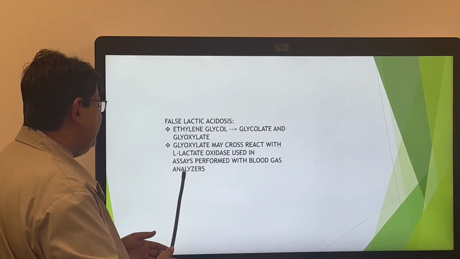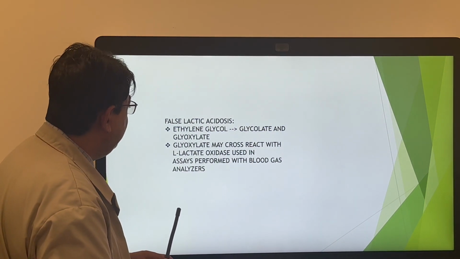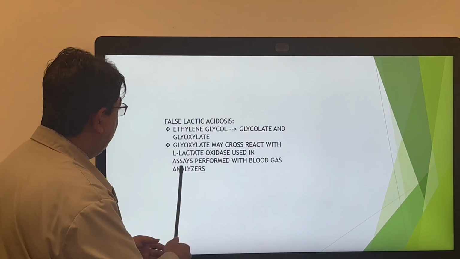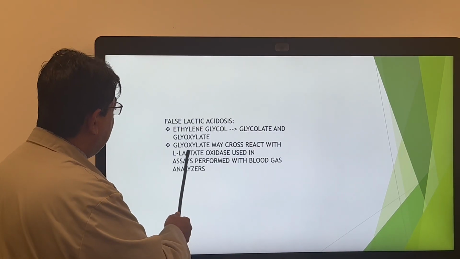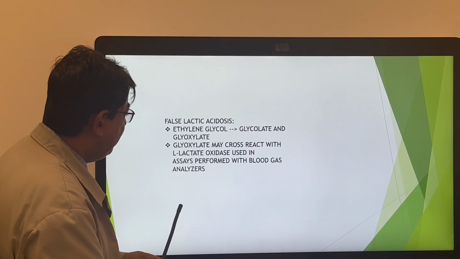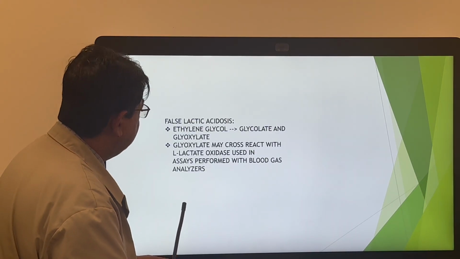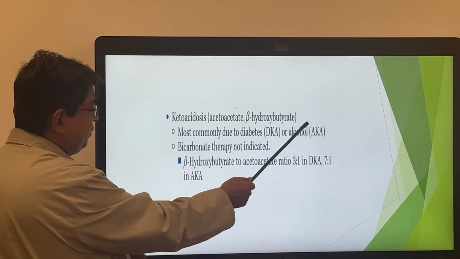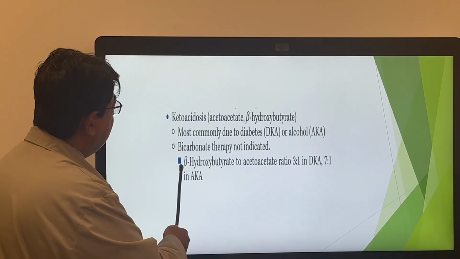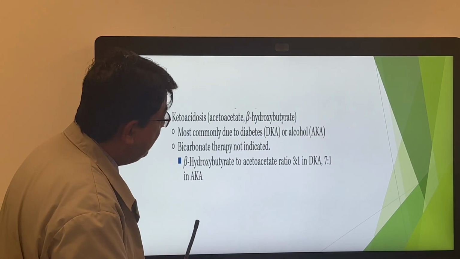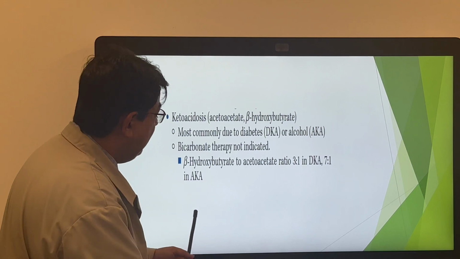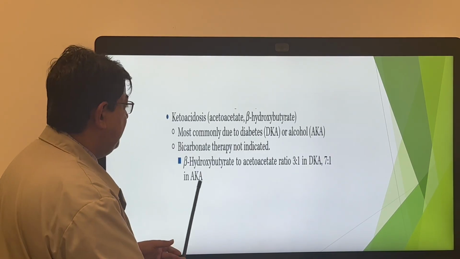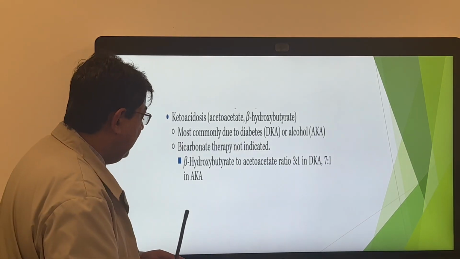False lactic acidosis does exist, and basically the glyoxylate, which is produced by metabolism of ethylene glycol, may cross-react with L-lactate oxidase used in assays performed with blood gas analyzers. Next slide. So ketoacidosis, as we know, can occur in diabetic ketoacidosis or alcoholic ketoacidosis. The beta-hydroxybutyrate to acetoacetate ratio is 3:1 in DKA and 7:1 in AKA. I just put that in there because sometimes that can be important to remember, that the ratio is 3:1 in DKA and 7:1 in alcoholic ketoacidosis.